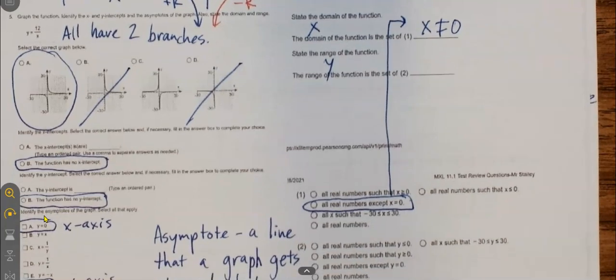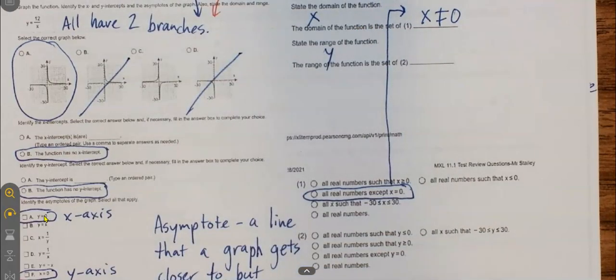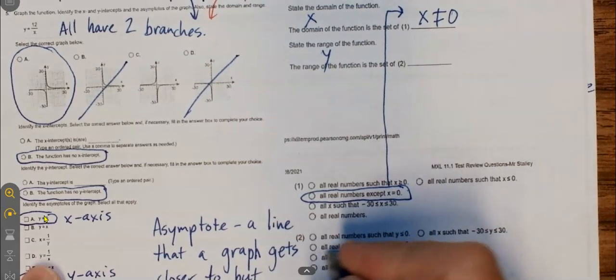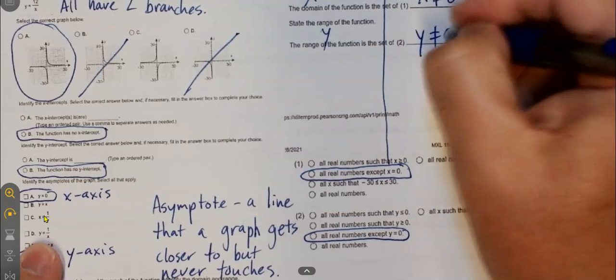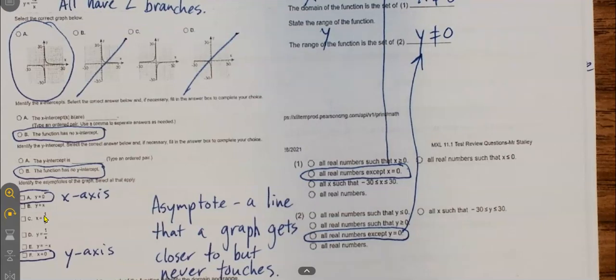And what do you think about the range? If we collapse the entire graph onto the y-axis, how much of the y-axis would be covered? How much? All of it except for 0. Right, that is another option that's listed right here. All of it except for 0, which means, and if you really wanted to write it that way, you could. You don't have to do both. You can just do one or the other. I don't care. Use the multiple choice options if you want.